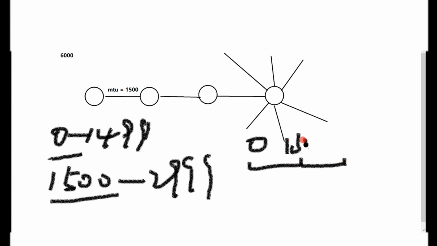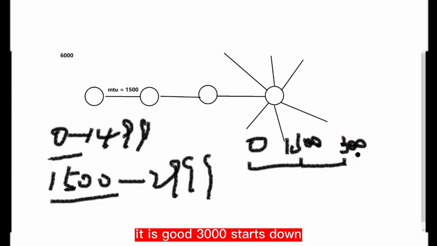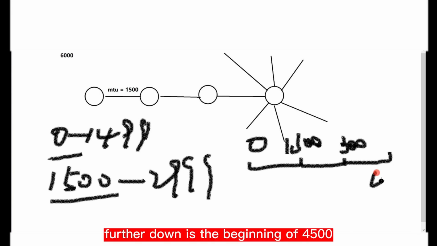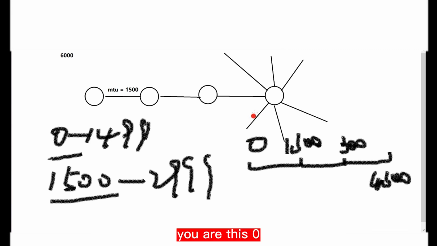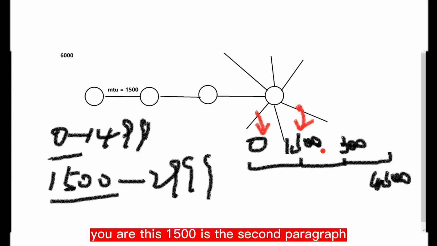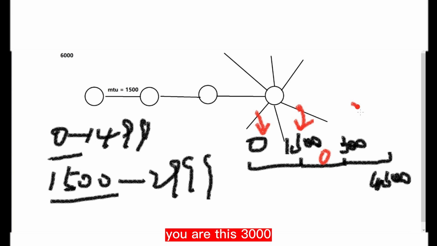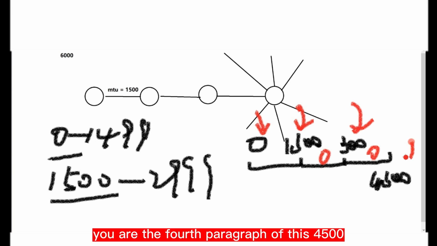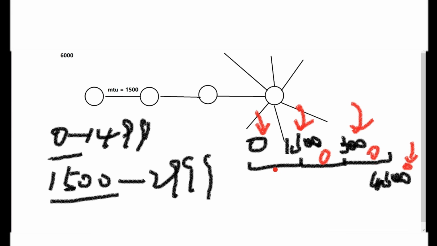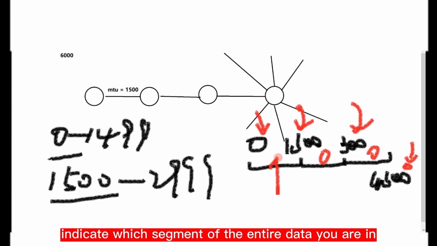Then 1500 starts, further down it starts with 3000, and further down the beginning of 4500. Then everyone is marked when they come over. You are this 0, the first paragraph. You are this 1500, the second paragraph. You are this 3000, and you are the fourth paragraph, this 4500. Everyone needs to indicate which segment of the entire data they are in.